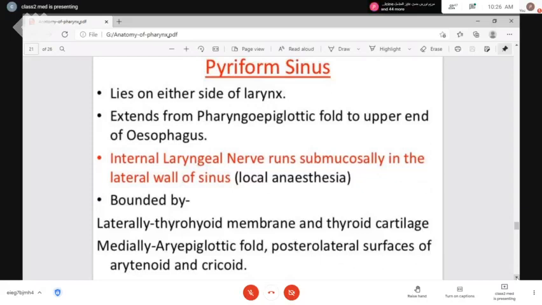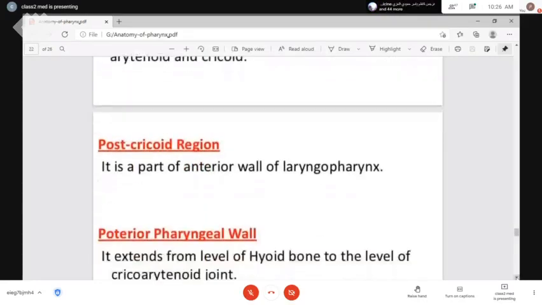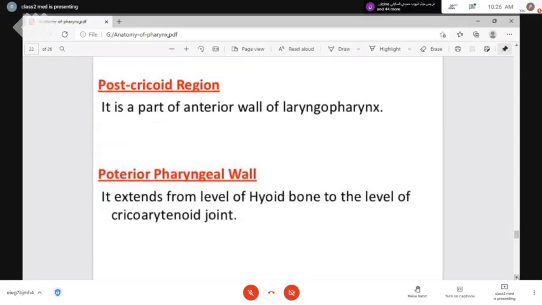It is bounded laterally by the thyroid membrane and the thyroid cartilage, and medially by the aryepiglottic fold and the posterolateral surfaces of the arytenoid and cricoid cartilage. The postcricoid region is a part of the anterior wall of the laryngopharynx. The posterior pharyngeal wall extends from the level of the hyoid bone to the level of the cricoarytenoid joint.